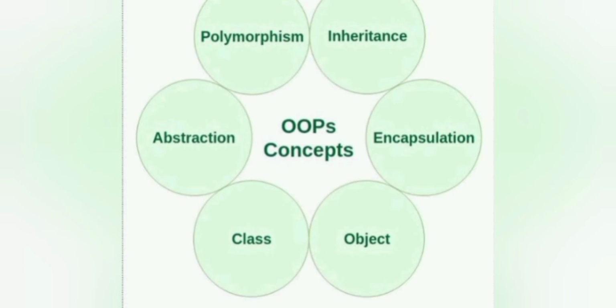This diagram shows the concept of OOP. This shows class, object, encapsulation, inheritance, polymorphism, and data abstraction. These are the concepts of OOP.